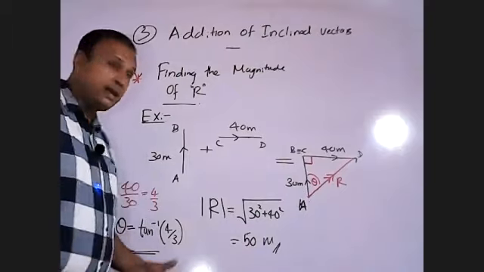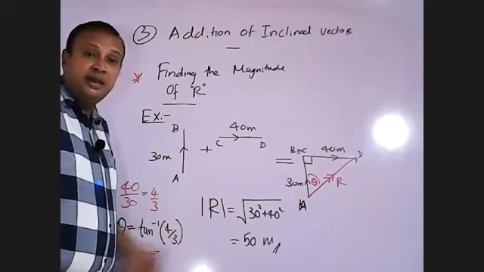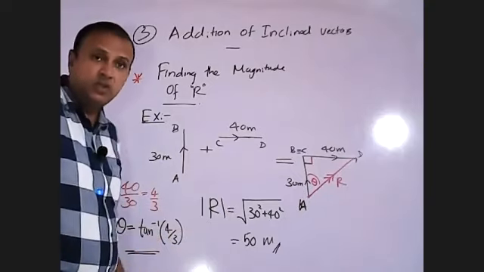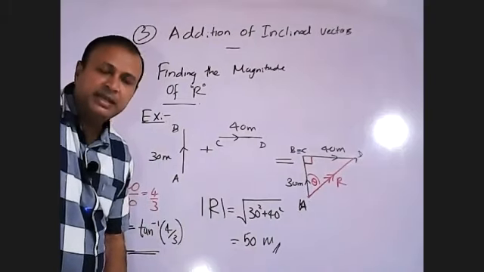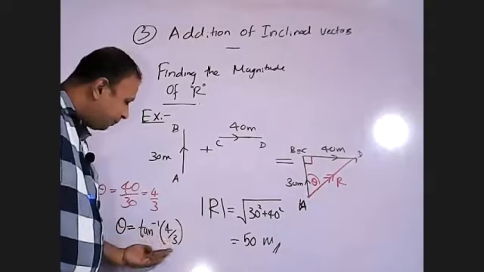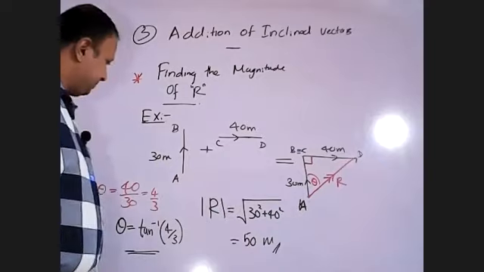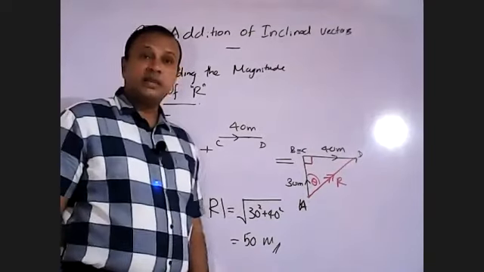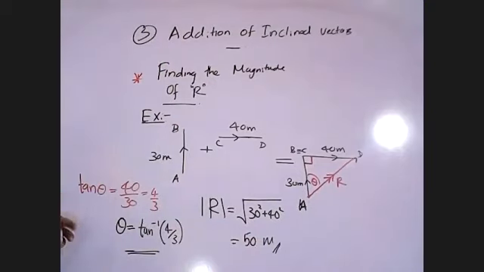You can further simplify this using your logbooks, but that is not needed. In A Levels, up to this level is sufficient. Then first you have to write up to this. This is the way to find the magnitude, and this is the direction.